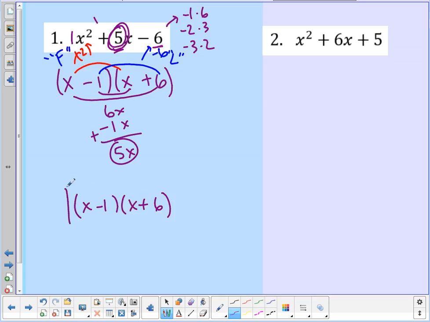So you're really just trying to force your way into these factors that are going to give you that original trinomial. Again, start with that x squared term. That's going to be your easiest place to start. So let's take a look at number 2.